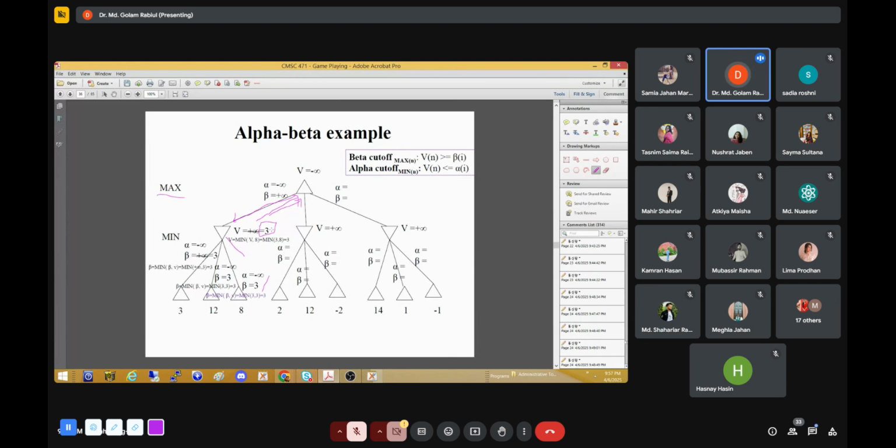In the max node, we got the 3. So in the max node, v will be updated now, according to the equation. But this time in this node, we try to find the maximum. The equation is v equals max of v and 3. This 3 is from this node, and v is the existing v. The existing v is negative infinity. Between negative infinity and this 3, which one is the maximum? Maximum is 3. So v is 3 here.